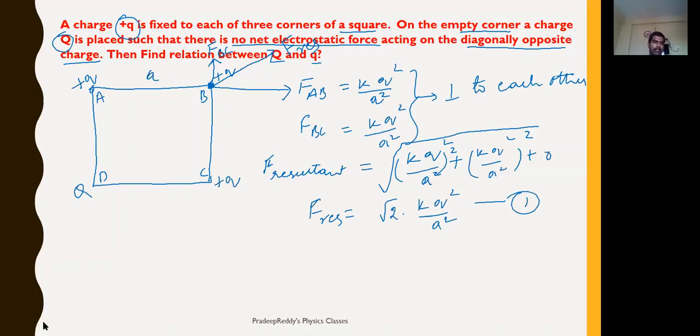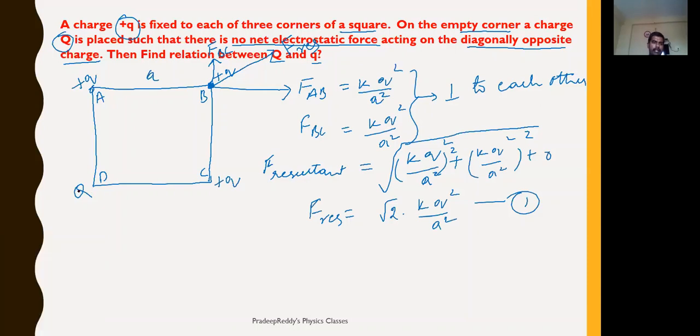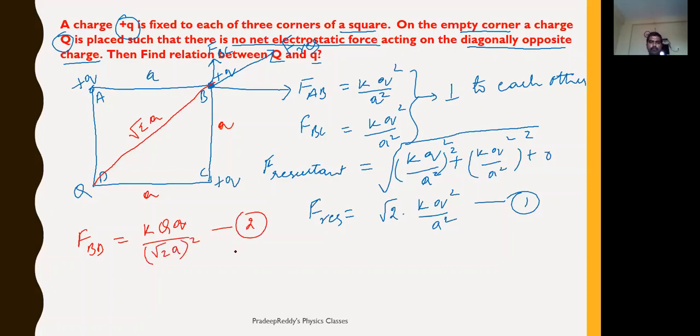Now, along the diagonal, there is another force. Along the diagonal, you are taking the plus q charge over here, and this is the separation between the two charges. As this is a and this length is also a, this becomes root 2 a, by Pythagoras theorem. Now, you can write F is equal to k capital Q small q divided by root 2 a whole square. This is equation number 2.